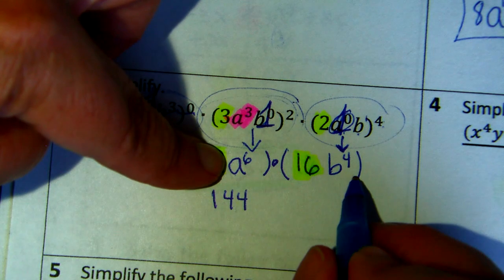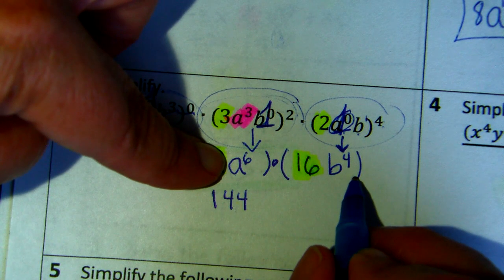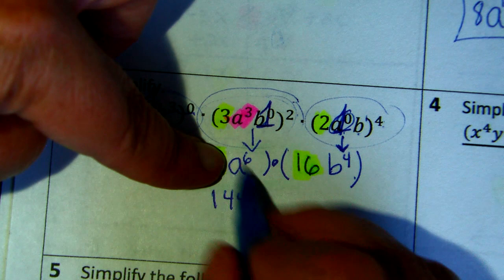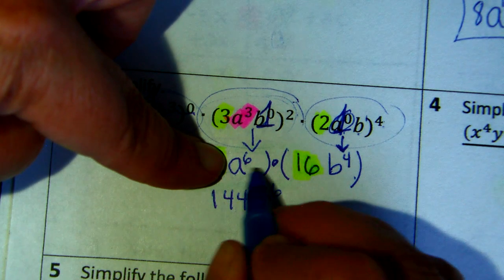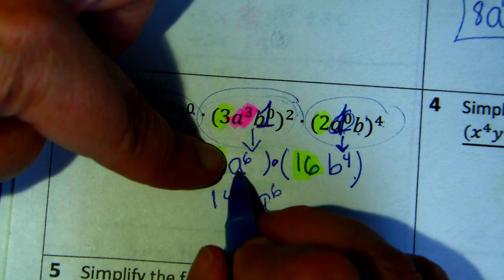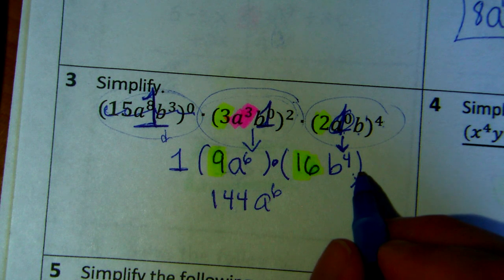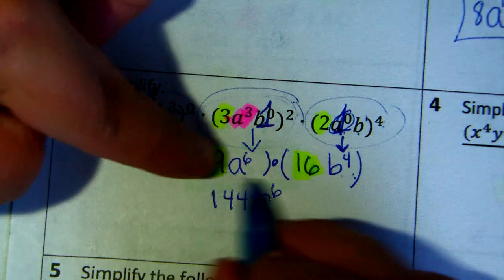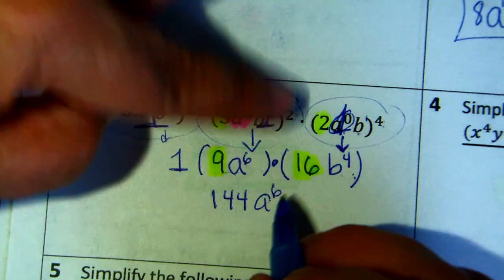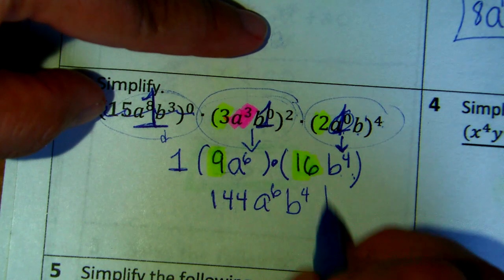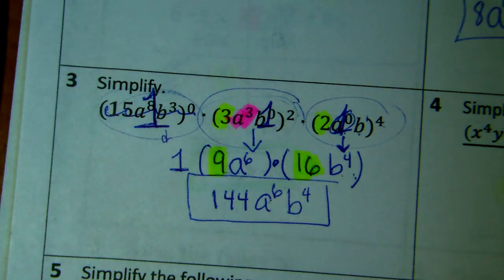Is there another a over here that you're multiplying by? No, there isn't. So just bring it down. So there's nothing to simplify the a with. Okay? There's no other a. If you don't have the same base, you cannot do the laws of exponents. The b. Is there another b over here? No. So just bring it down. B to the 4. And this is your answer right here. Okay?